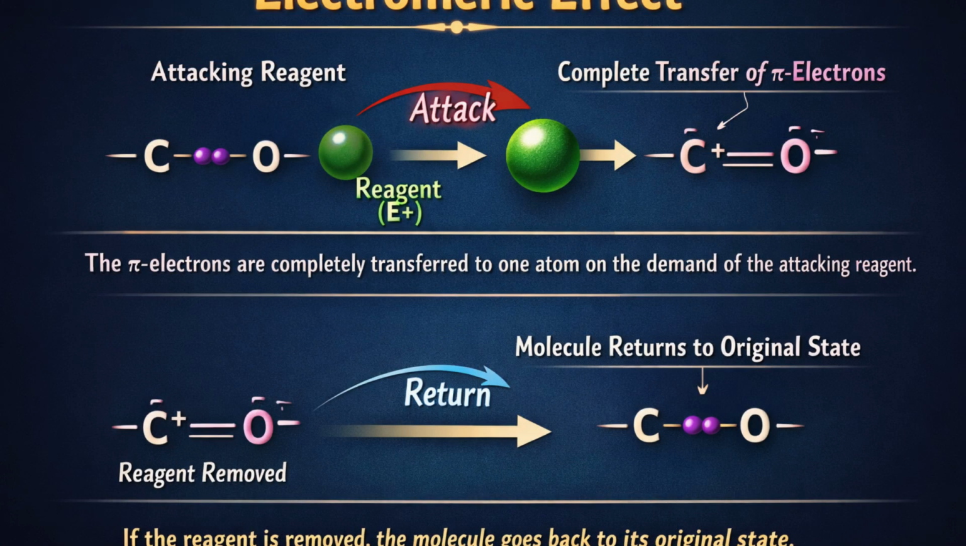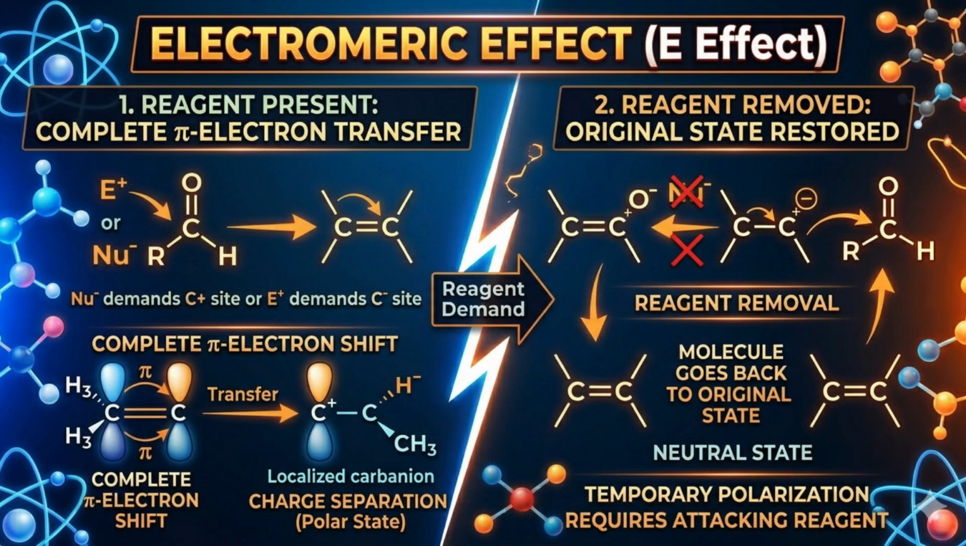Let's understand the electromeric effect in the simplest way possible. The electromeric effect is a temporary effect seen in molecules that have multiple bonds, like double or triple bonds. Now here's the definition. It involves the complete transfer of a shared pair of pi electrons from a multiple bond to one of the bonded atoms, but only when an attacking reagent comes close. In simple words, when a reagent attacks, the pi electrons shift completely to one side. And here's the most important part: this effect is reversible. That means, as soon as the attacking reagent is removed, the electrons go back to their original position, and the molecule returns to its normal state.